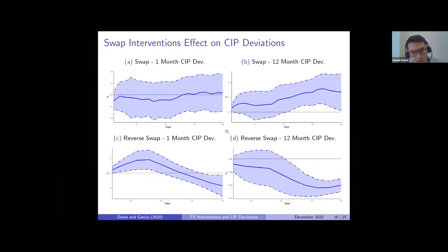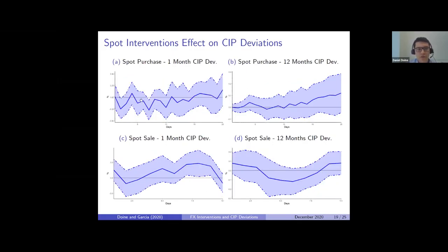So showing the IRF results for this local projection, we see here, as I mentioned, in the shorter maturity, we don't see a lot of impact. So this is the same as we find in the ARCO, right? And when we look at the larger maturity of 1 year, we see some positive impact of the one shock, one intervention, on the CIP deviations over here, right? And in the reverse swap, we do see some reverse effect. So yeah, as we could expect, this is the opposite, symmetrically, of the intervention operation, right? And when you look at the spot purchase, spot interventions, we don't see a strong result here. Actually, the IRFs are not showing much intuition.